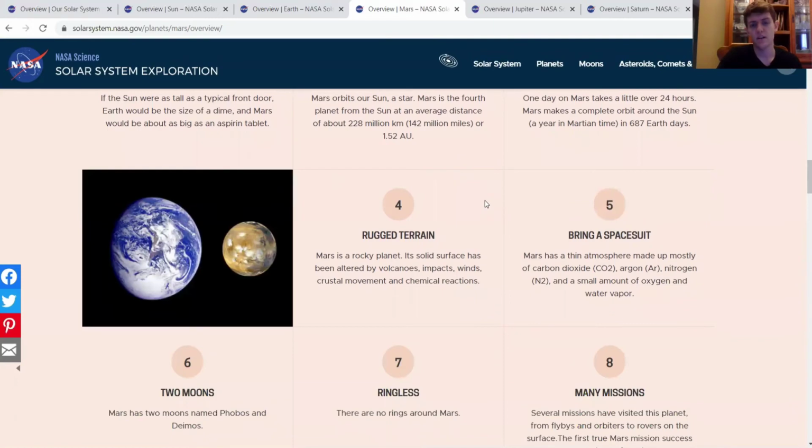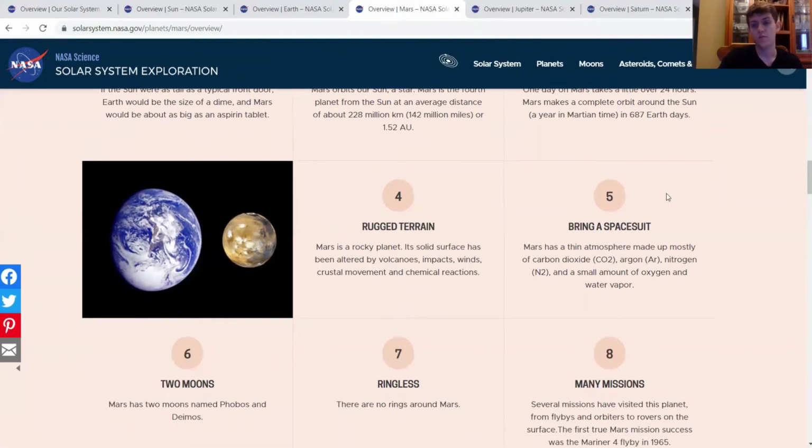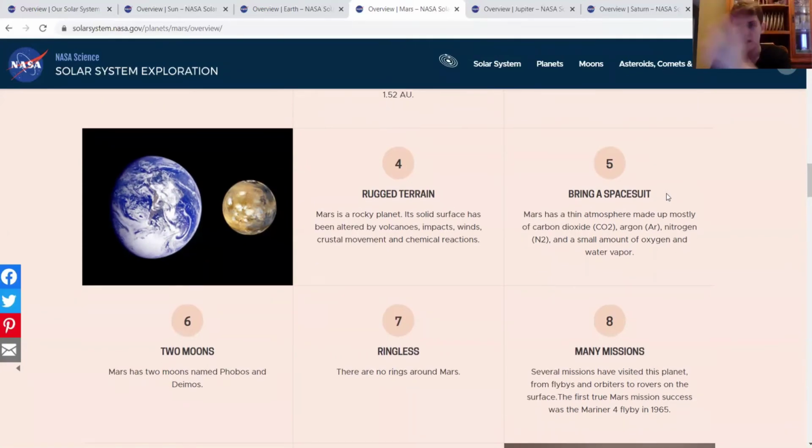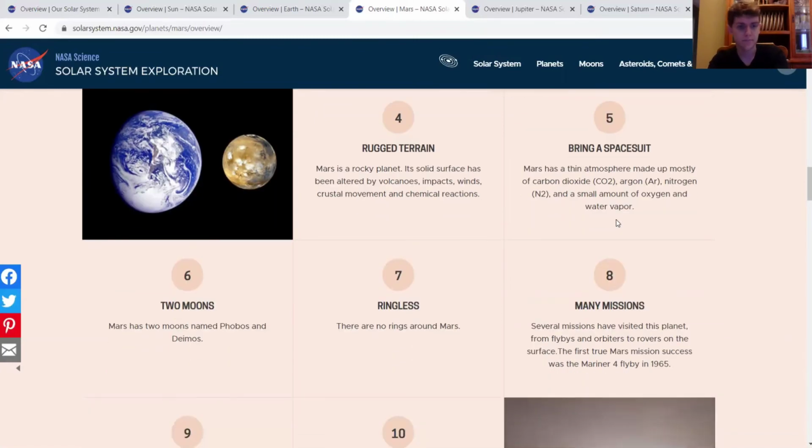Mars is a pretty rugged terrain. It is a rocky planet. Its solid surface has been altered by volcanoes, impacts, winds, crustal movement, and chemical reactions. So if you go to Mars, you need to bring a spacesuit. It has a thin atmosphere, mostly made of carbon dioxide, argon, nitrogen, and a small amount of oxygen and water vapor. Now, this is different than our atmosphere, as most of our atmosphere is oxygen. So there's only a small amount of oxygen in there, so we would need the spacesuit to survive.